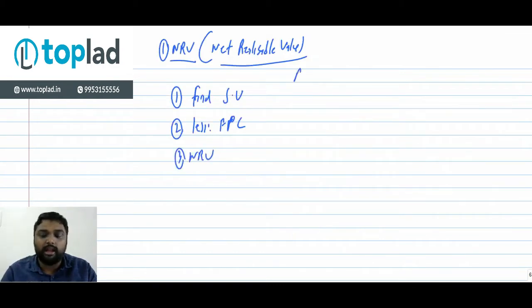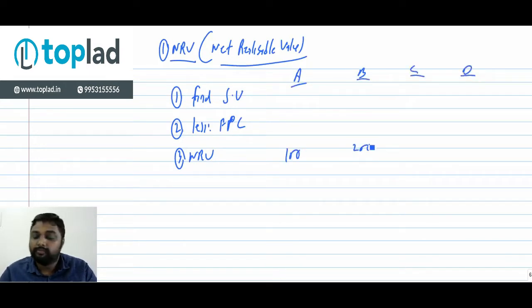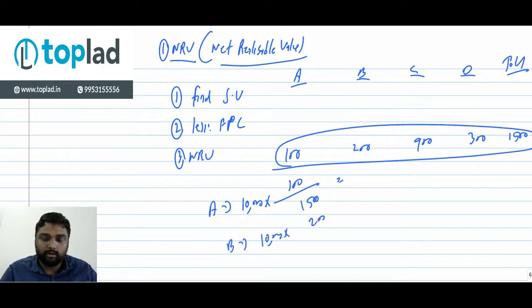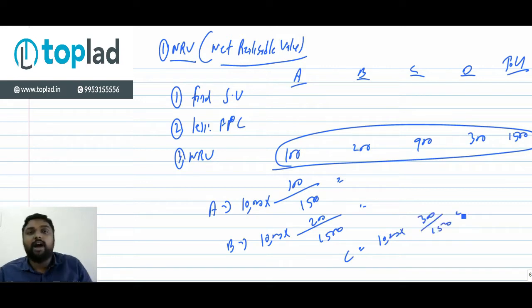This is called NRV. Let's say A, B, C, D. Here NRV is 100, here 200, here 900, here 300. So what is the total? 1500. This is the NRV we have given. So how will we apportion for A? Our joint cost we already know is 10,000. 100 by 1500. For B, 10,000 into 200 by 1500. For C, 10,000 into 300 by 1500. This is how the NRV method works.